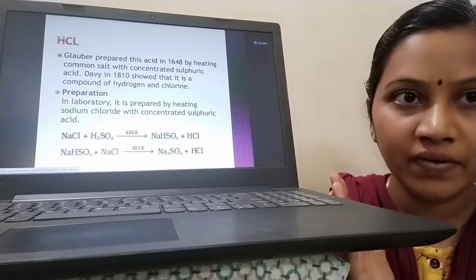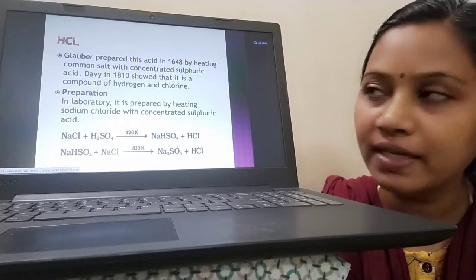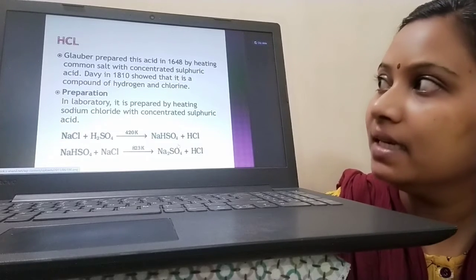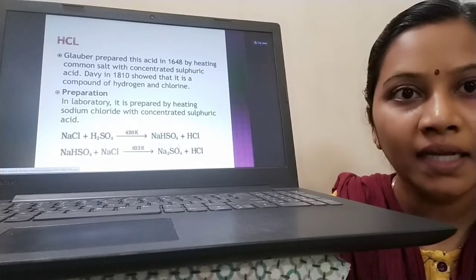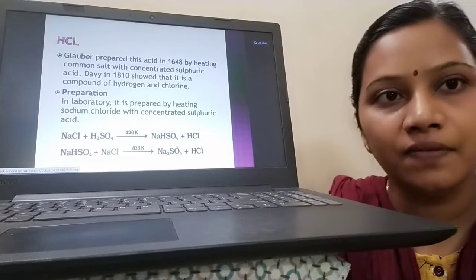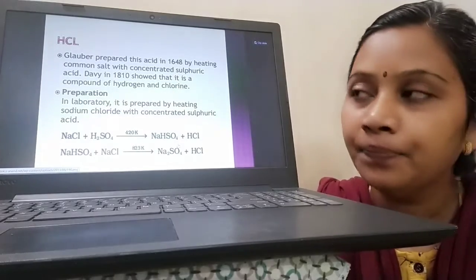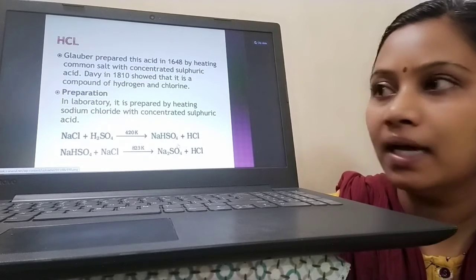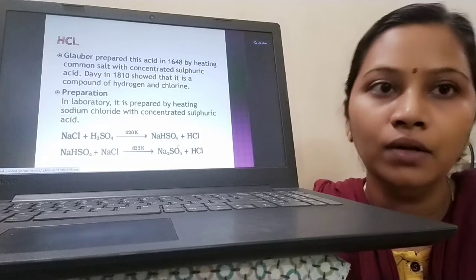Similarly, under group 17 we are looking into the preparation of HCl, where the scientist Glauber prepared HCl in 1648. How did he prepare it? He heated sodium chloride salt along with concentrated sulfuric acid. He got HCl. After which Davy, in 1810, showed that it's a compound of hydrogen and chlorine.